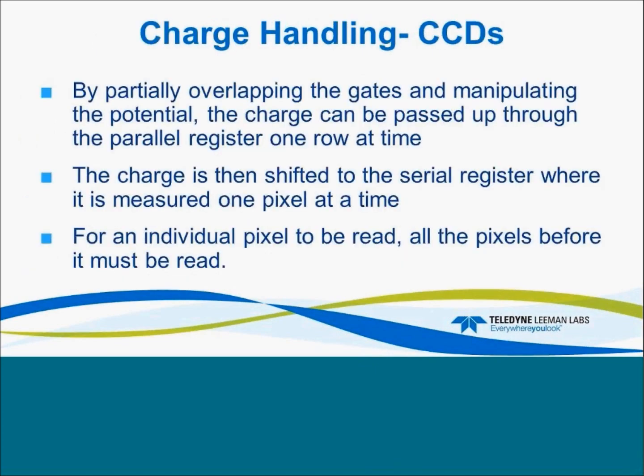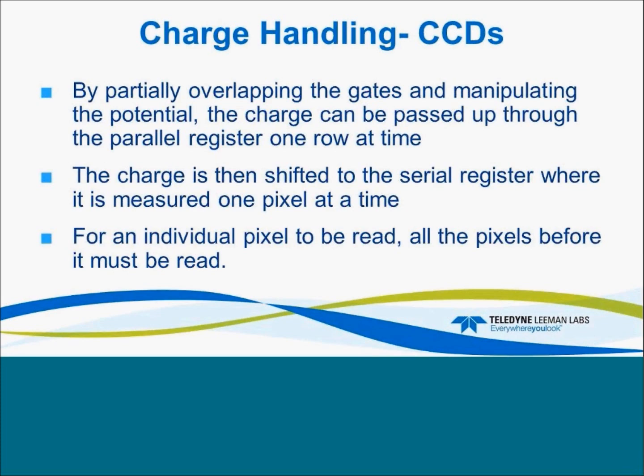Okay. For CCDs, the gates are partially overlapping, and what they do is they pass charge through. By changing the potential on the gates, you can pass charge from one row of the CCD to the next. And then once it gets to the end of the device, the charge is shifted to a serial register where it's measured 1 pixel at a time.